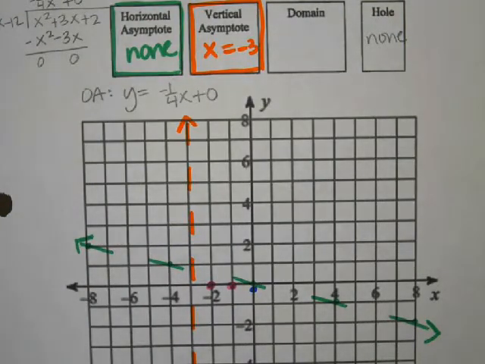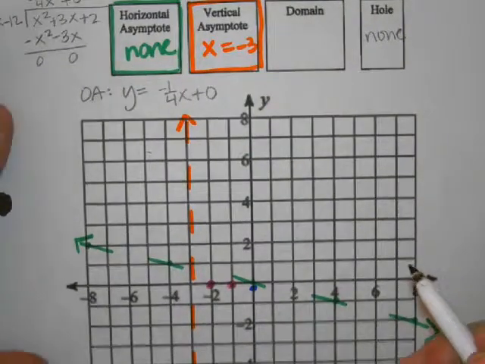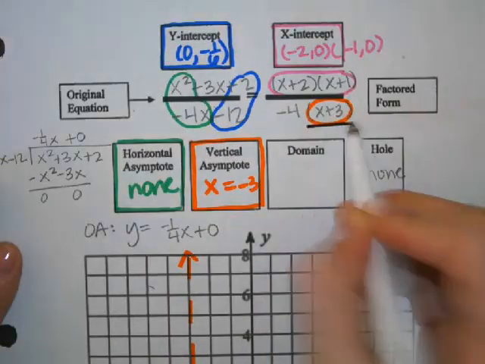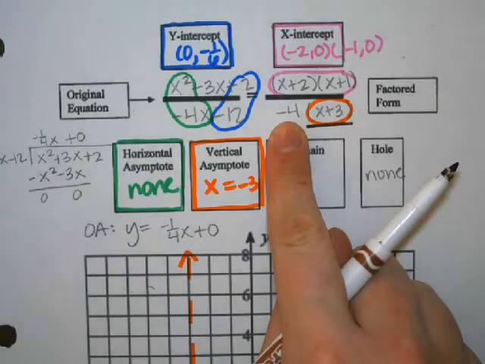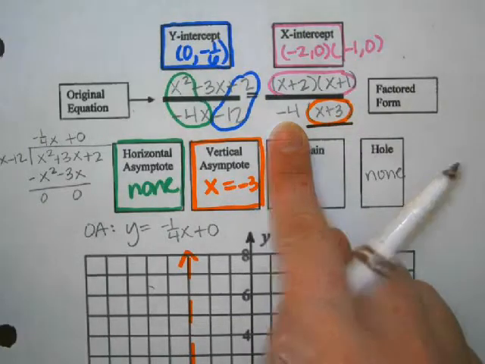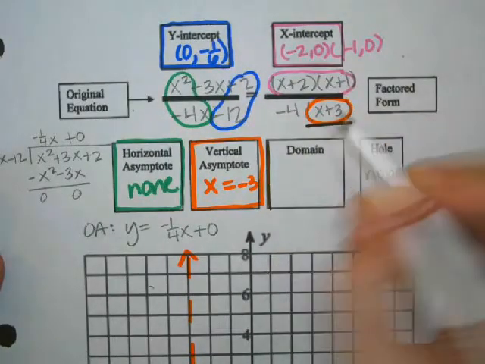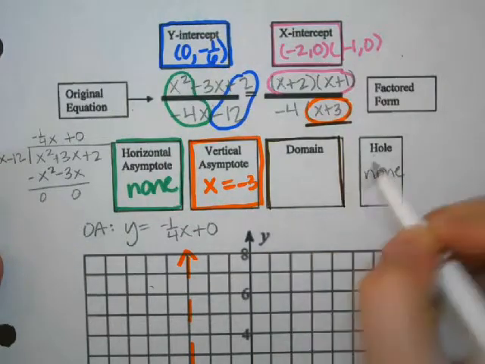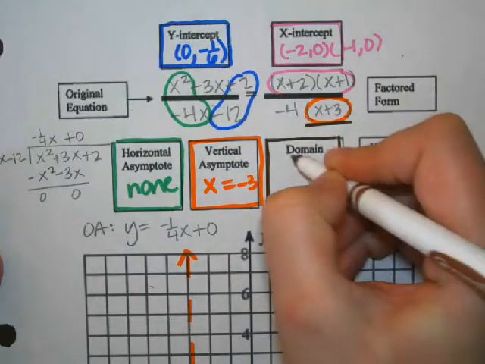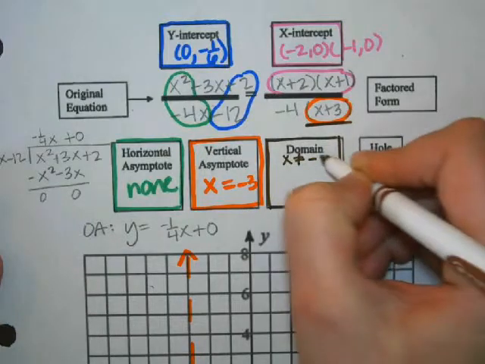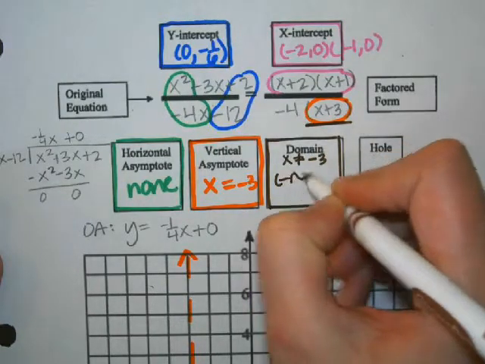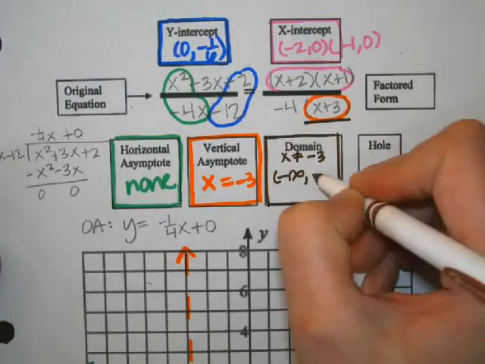All right, and then last, we'll make sure that we have the domain. So this is the domain. Why am I not looking at the -4 to find the domain? There's no x with it. Since there's no x with it, it doesn't tell us much. All right, so the domain is we have to skip what x value? -3, so we're going to write -infinity to -3.